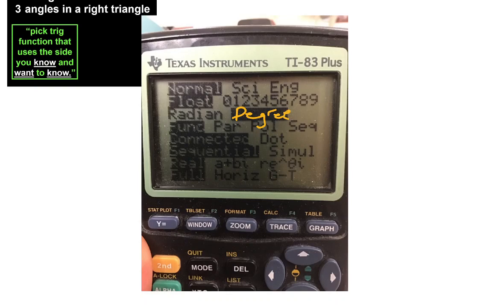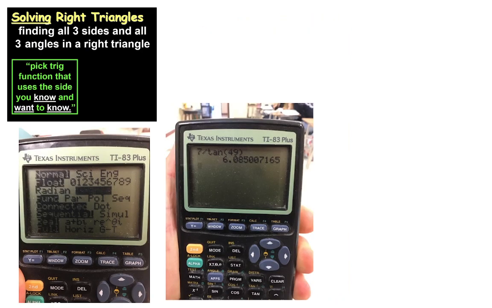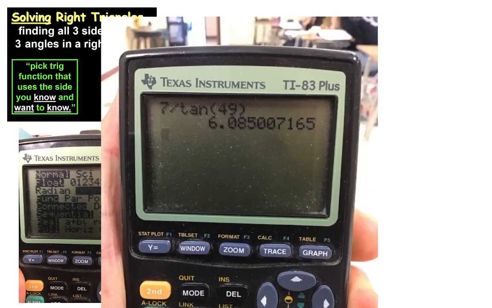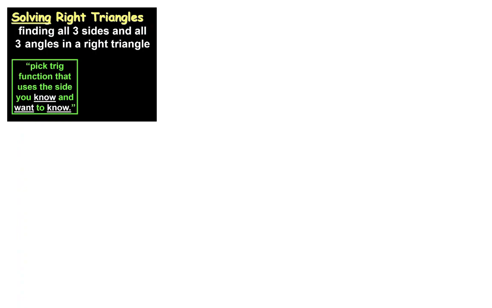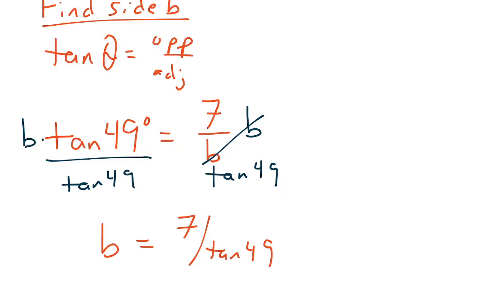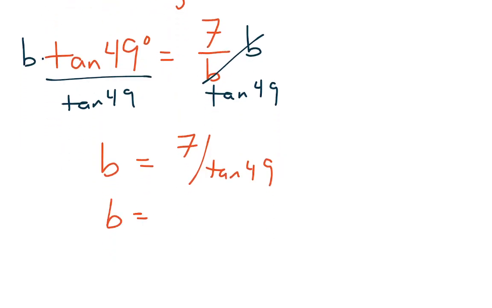And then we're going to want to do 7 divided by the tangent of 49. Okay, you can just kind of do that in one little step. And we'll round our answer to 2 decimal places. So we're going to get 6.09. Okay, now again, make sure you do that on your calculator. And we are on our way to solving this right triangle.